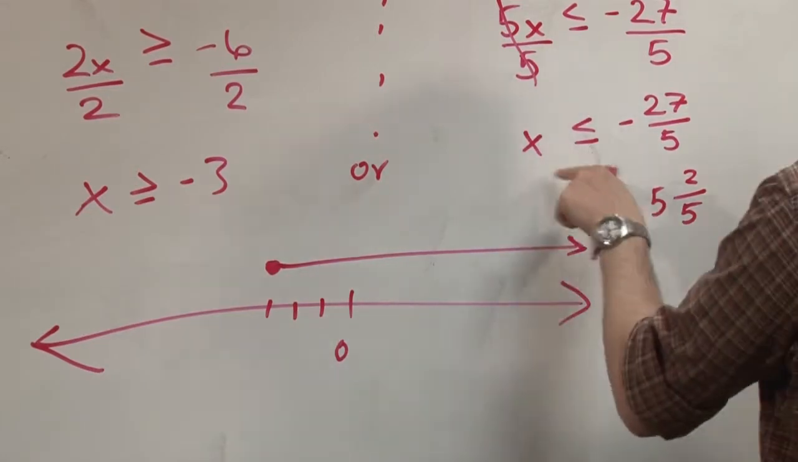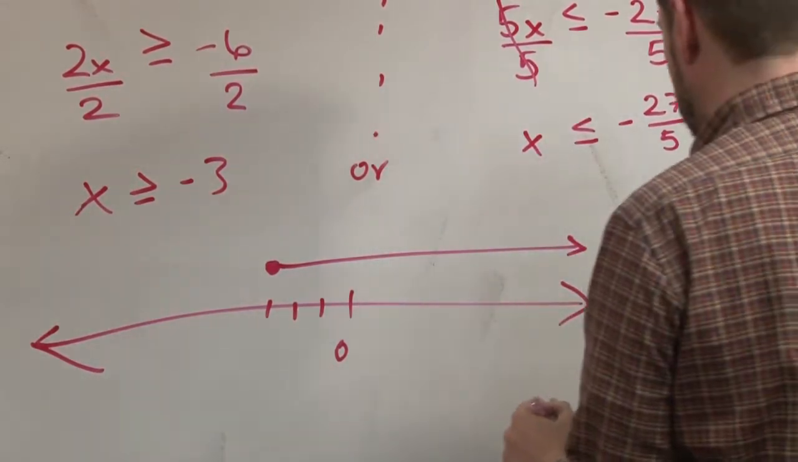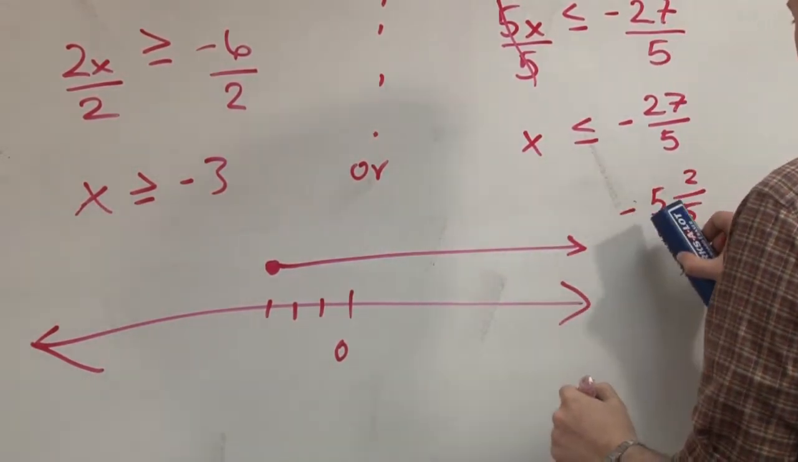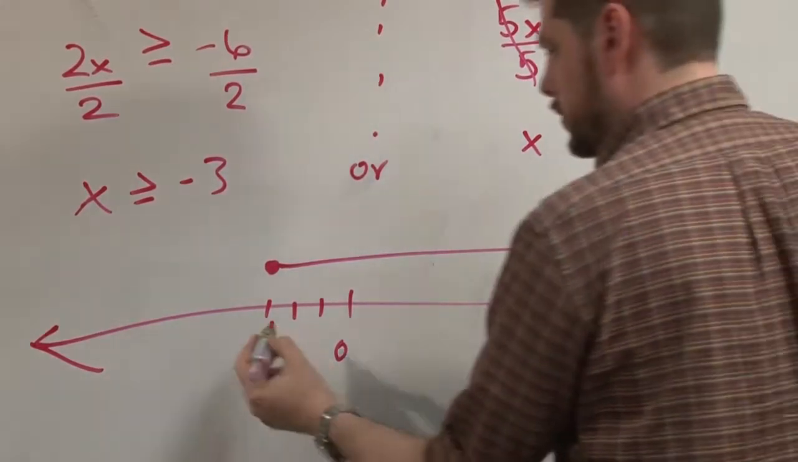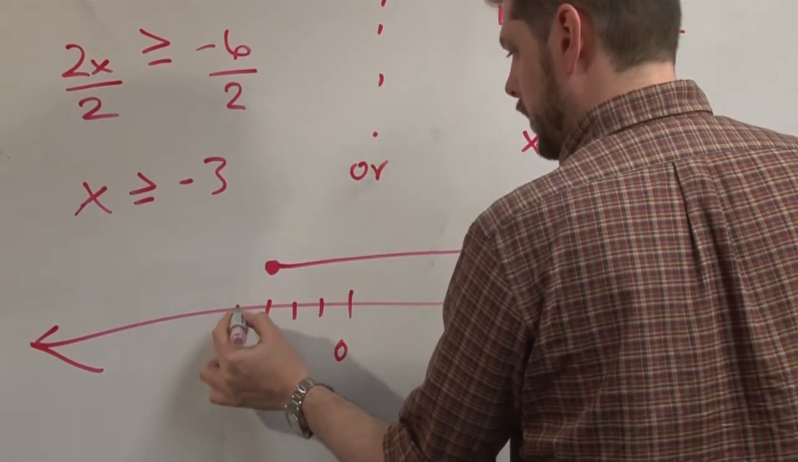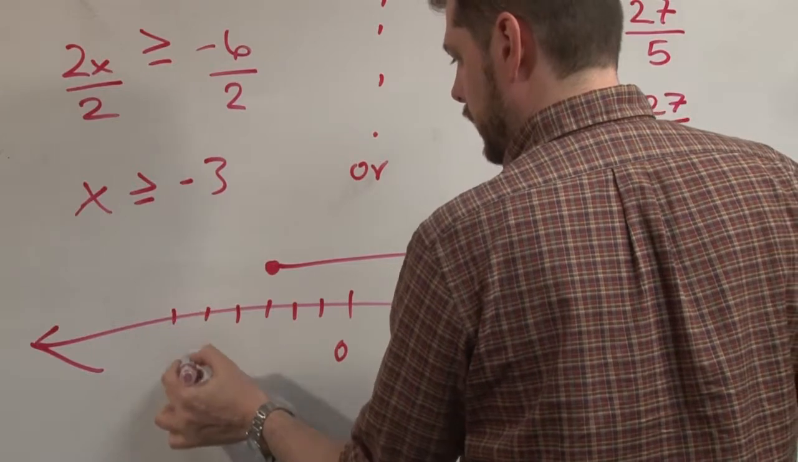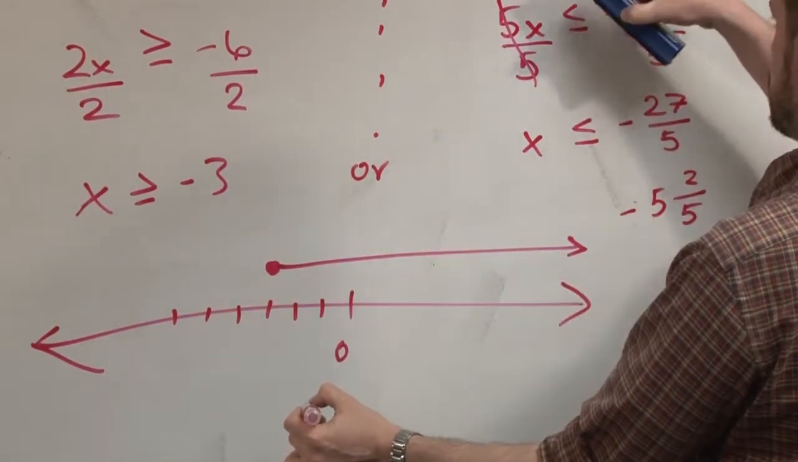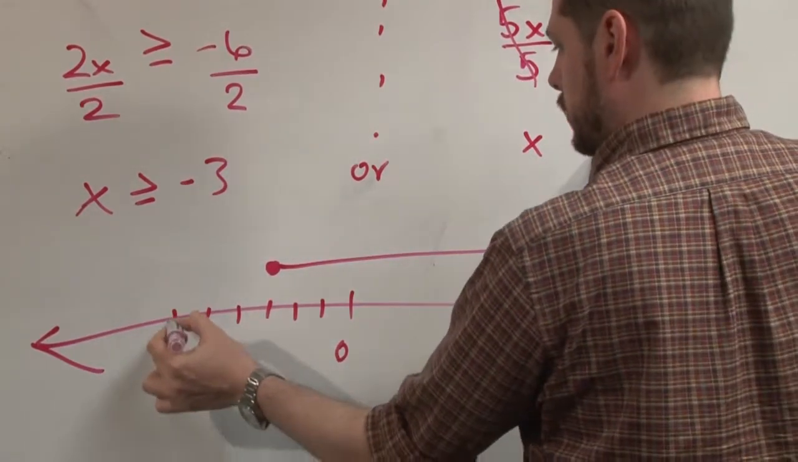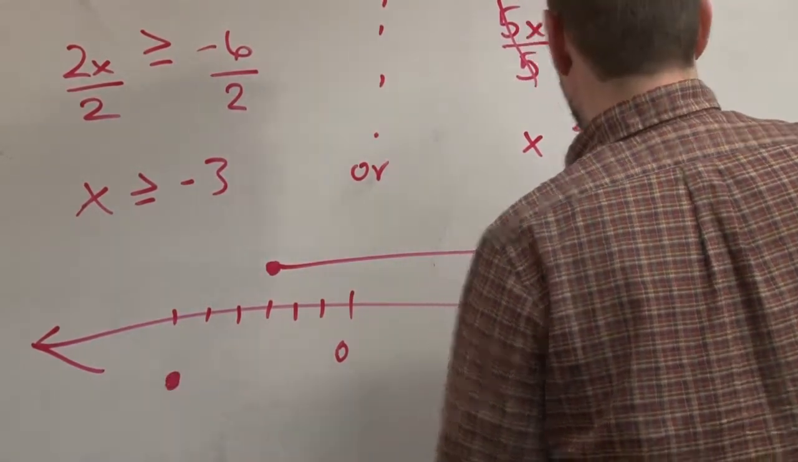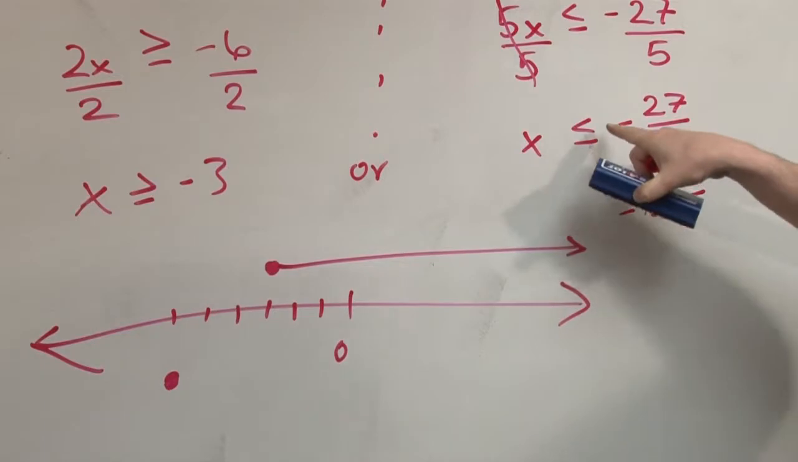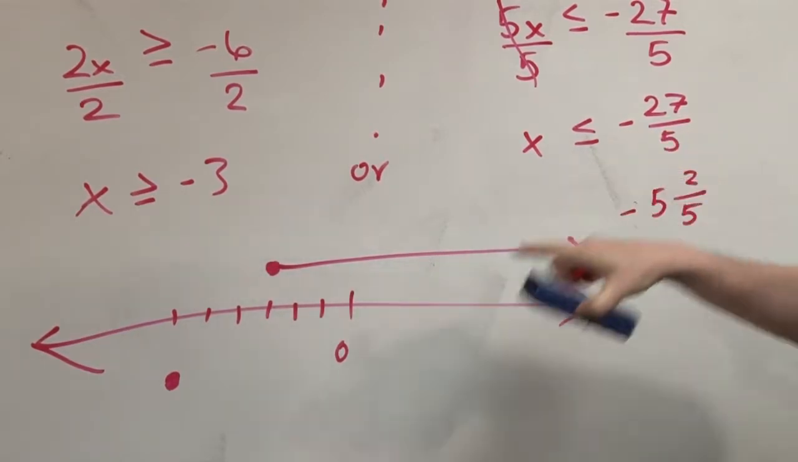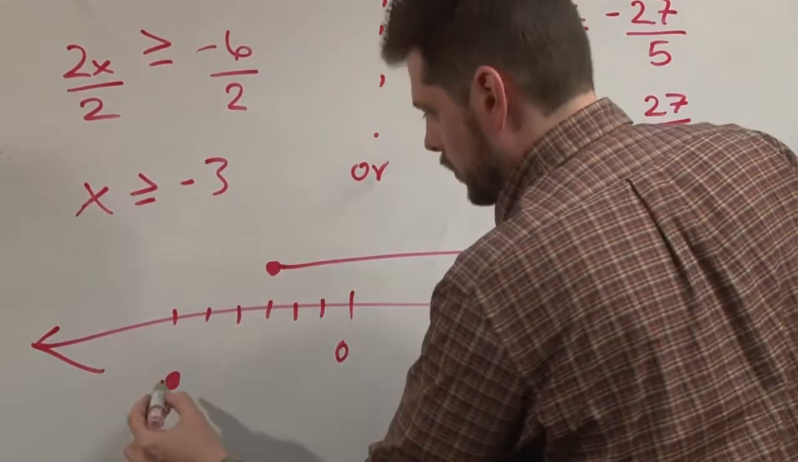And now I'm saying, well, my numbers also have to be less than negative 5 2/5. So I'm at negative 3 here, negative 4, negative 5, negative 6. So I'm somewhere in between here. And then, judging by my sign, I'm also including it. And then I'm saying that they're less than, so those numbers keep going in that direction. All right?